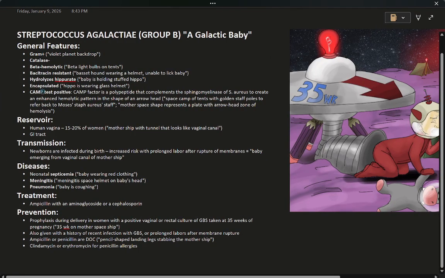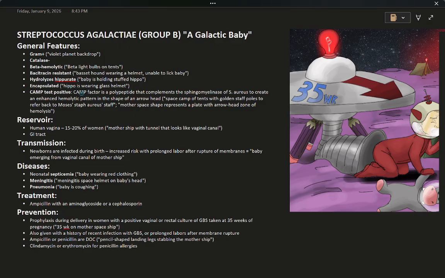And the CAMP test is positive. So what is the CAMP? The CAMP factor is a polypeptide that will complement the sphingomyelinase of your Staphylococcus aureus. And this is necessary for creating and producing an enhanced hemolytic pattern in the shape of an arrowhead.